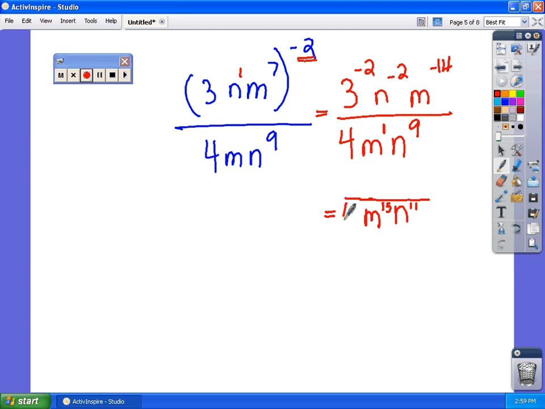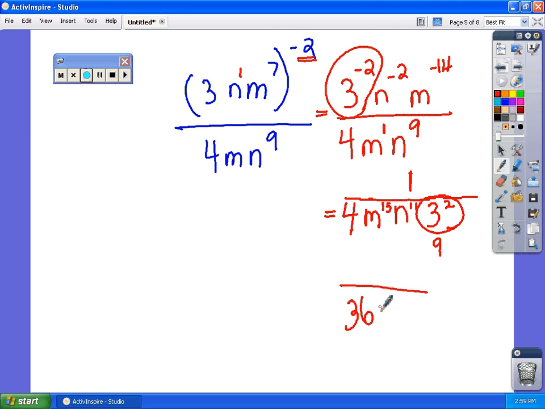And now you have a 4 down here, but you cannot solve 3 to the negative second. Remember, you have to flip it because it's a negative exponent, to the bottom, the denominator, as 3 to the second. And then since there's nothing up top, I'm going to put a 1. Well, let's simplify this a little bit. 3 to the second is 9, and 9 times this 4 that's already down here is 36. So I end up with 36 m to the 15th n to the 11th over 1.